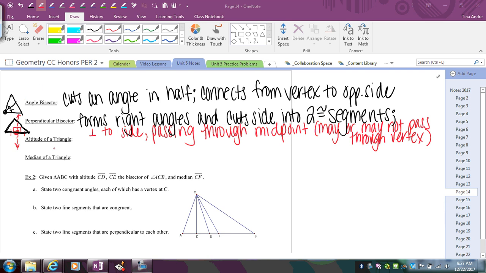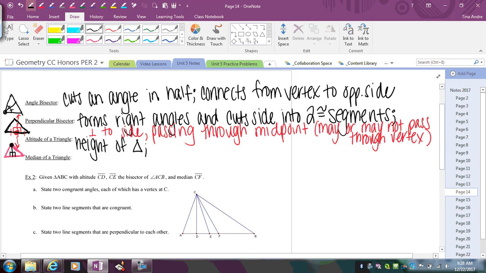The next one's altitude. So you've heard of altitude in terms of it's a height. So an altitude of a triangle is going to be the height of a triangle. So it has to connect to the vertex and it has to be perpendicular to the opposite side. So it's the height of a triangle and it has to go from the vertex and perpendicular to opposite side.